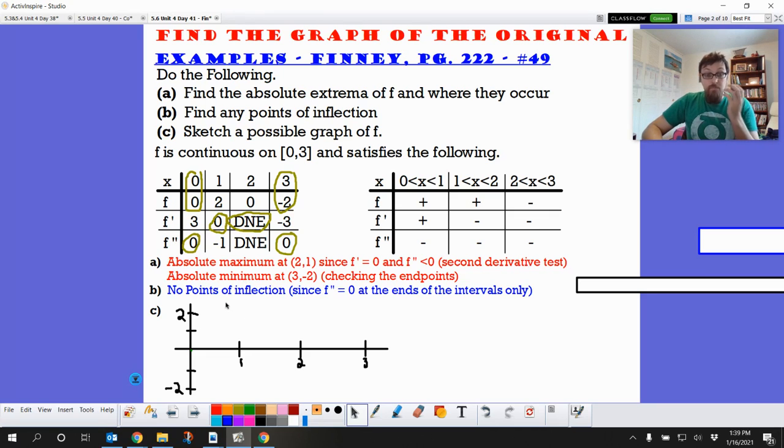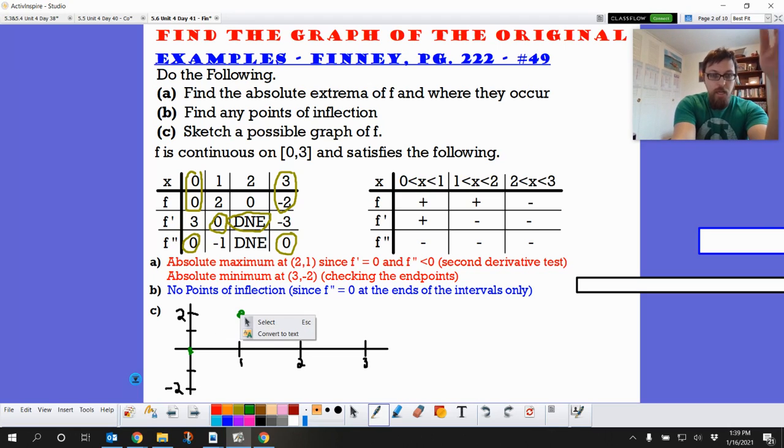So now what we need to do is take all of this information and graph our function. Since we have all of these points, we can just plot all of those points. So we can plot (0, 0), we can plot (1, 2), we can plot (2, 0), and we can also plot (3, -2) because they gave us all those points. They're very generous for that problem.